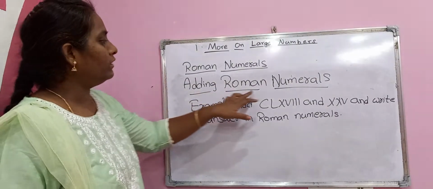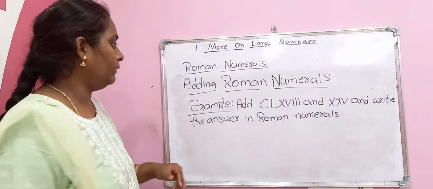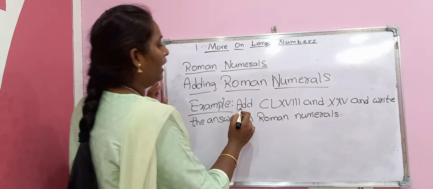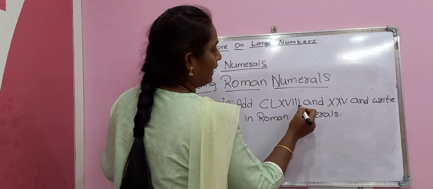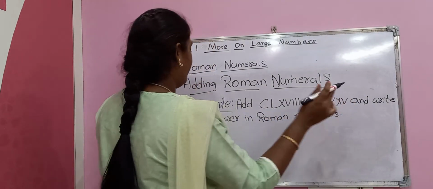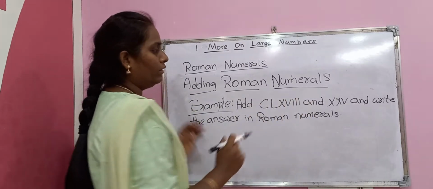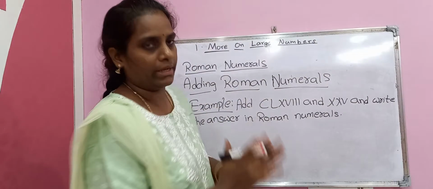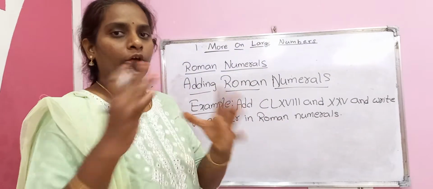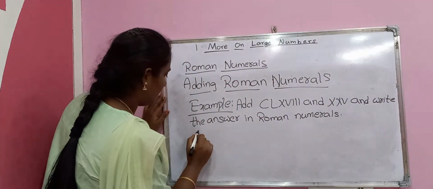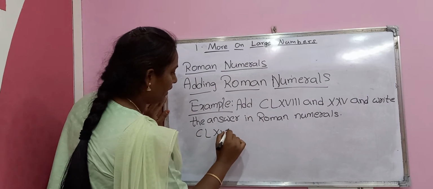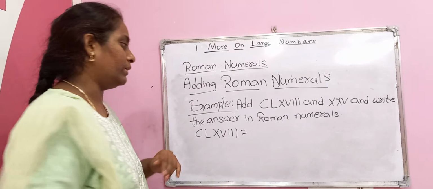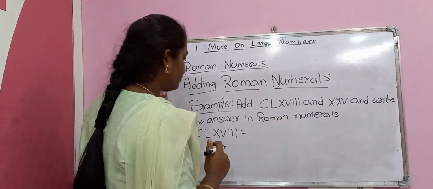Next, adding Roman numerals. Okay, nothing is there, just addition. Add CLXVIII and XXV and write the answer in Roman numeral. We have to add these two Roman numerals and some answer will come. That can be, we'll write into the Roman numeral. CLXVIII. First convert this into the number, Hindu Arabic numerals.